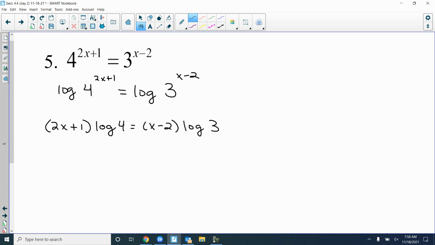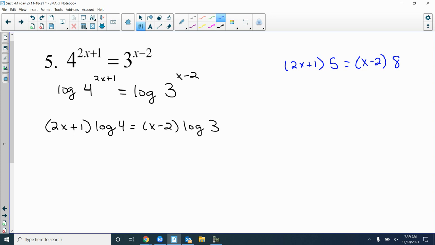Now, dividing by the log of 4 or dividing by the log of 3 doesn't really help us. You could, but it doesn't get you to a point where it's that easy. Log of 4 is a constant. What I mean by that is, think of that as 2x plus 1 times log of 4, which is like the number 5. And x minus 2 times log of 3, make that an 8. Those are constants. Well, what do we do with a constant with a set of parentheses?